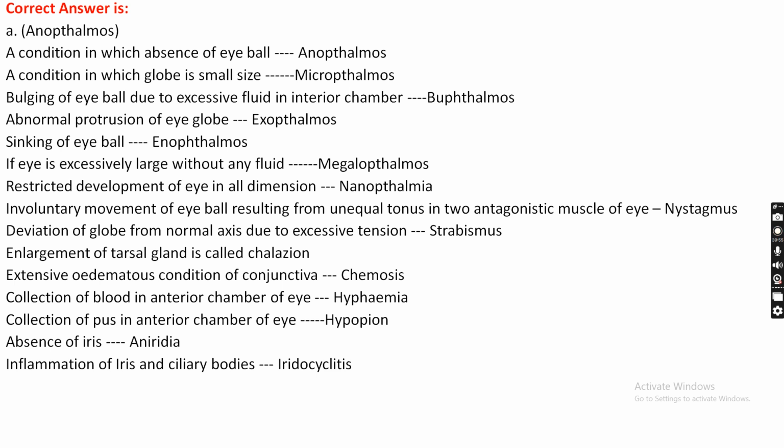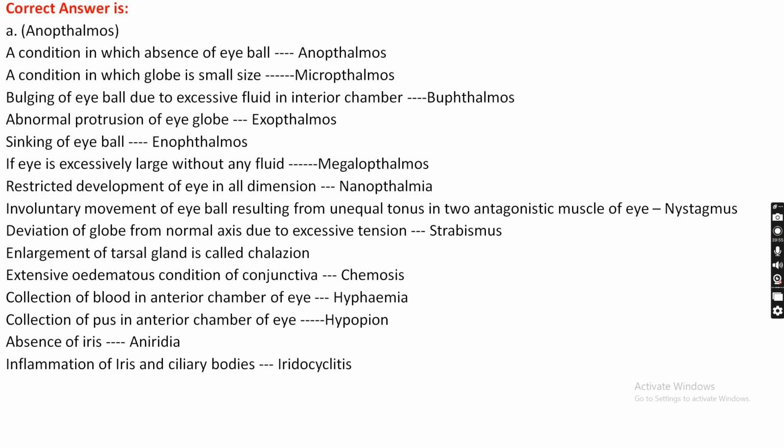Sinking of the eyeball is known as enophthalmos. If the eye is excessively large without any fluid, that is known as megalophthalmos. A restricted development of the eye in all dimensions is known as nanophthalmos. Involuntary movement of the eyeball resulting from unequal tonus in two antagonistic muscles of the eye is known as nystagmus. Deviation of the globe from its normal axis due to excessive tension is known as strabismus. Enlargement of the tarsal gland is known as chalazion. Extensive edematous condition of the conjunctiva is known as chemosis.